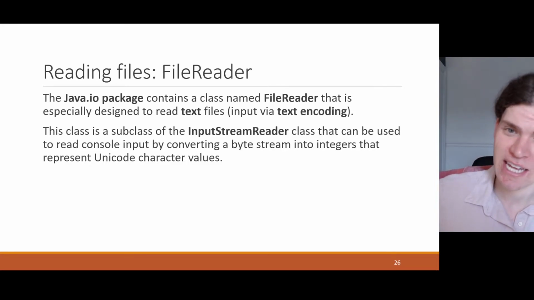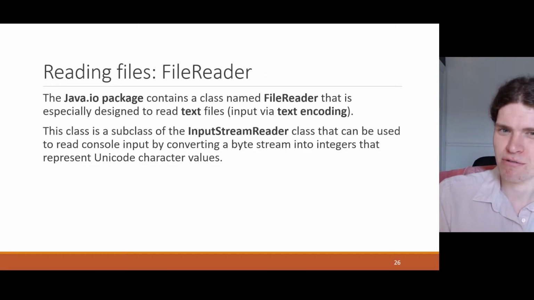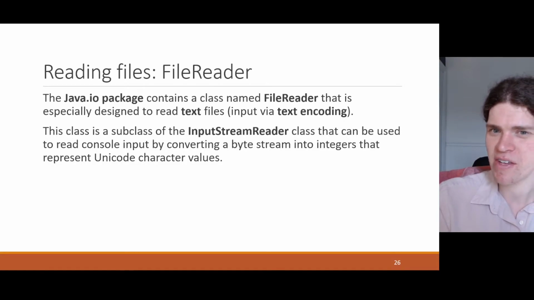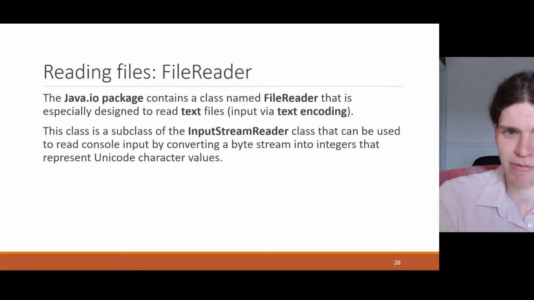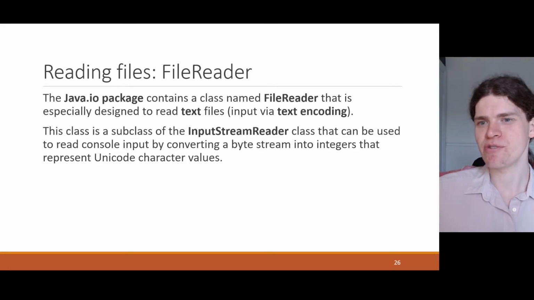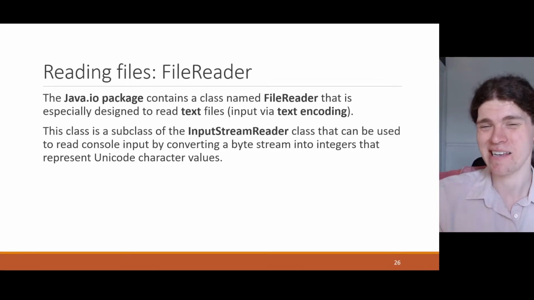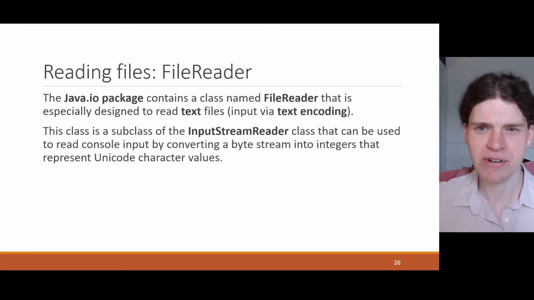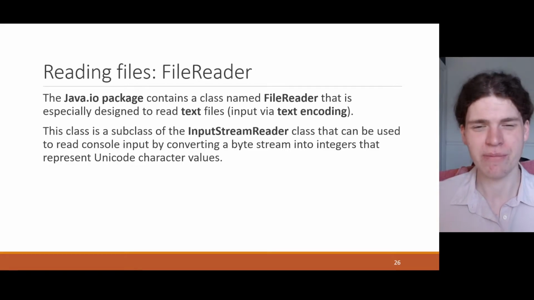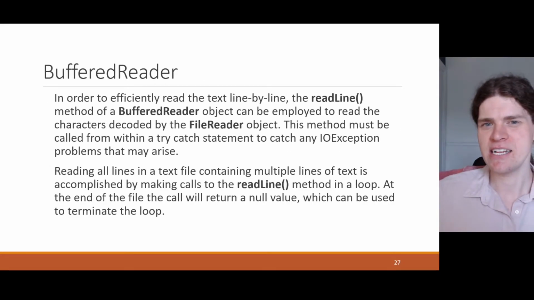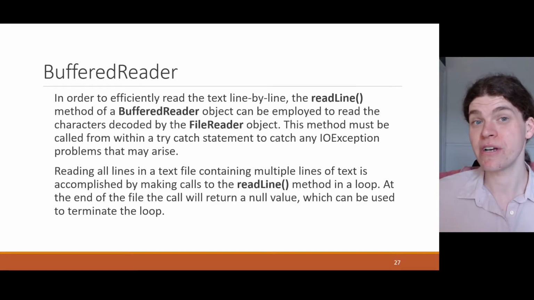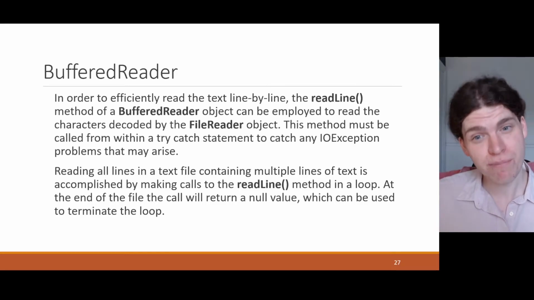And then within that package, there's also an input stream reader, from which I think FileReader is a subclass. That can be used to read console input by converting a byte stream into integers that represent the Unicode character values. Okay, so like ASCII there, and then it converts back to the characters. All right, so FileReader descends from input stream reader, and within that we're also going to want to refer to the readline method of buffered reader.